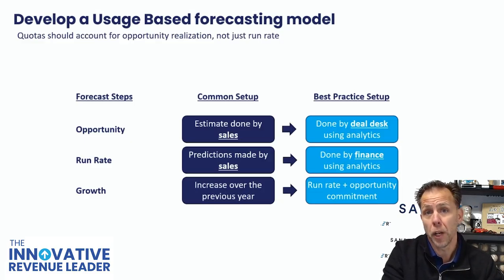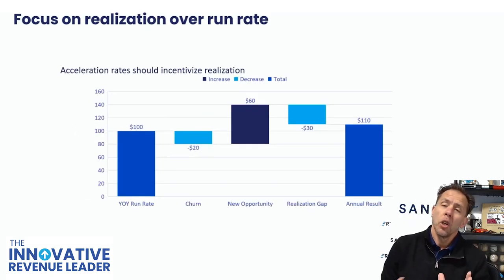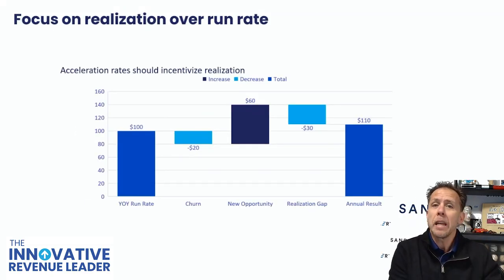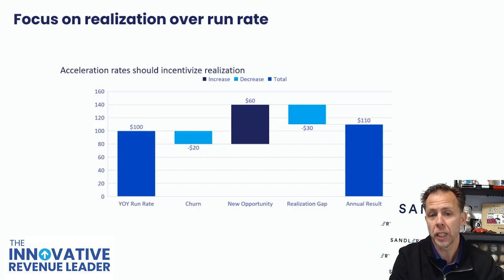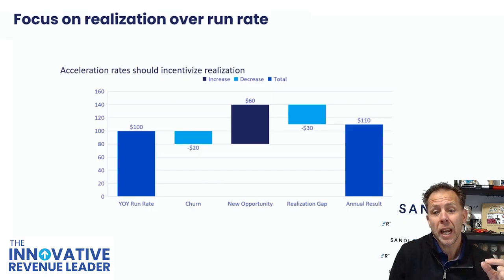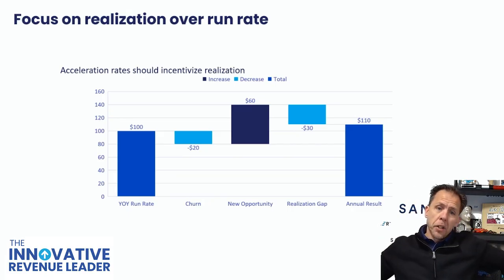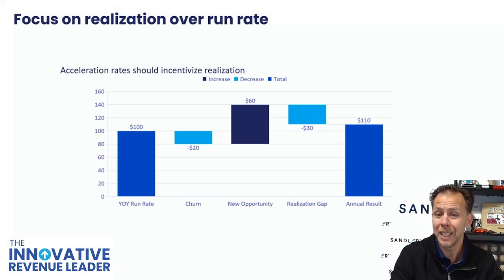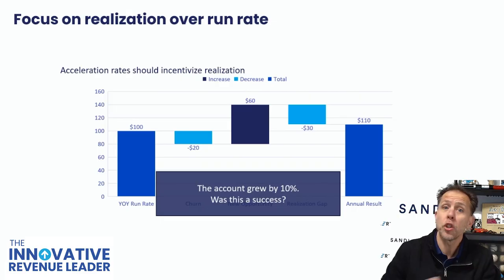Next thing, the game with usage base is with realization, not run rate. You want to look at the realization side of things. So just going through what this looks like, typical run rate, say you have 100K, you're going to have 20K in churn. You generate 60K in new opportunity, and then you have a realization gap, and you have an annual result of 110. So beginning of the year, end of year, you're at 10%. Is that a good thing? Did you have a good year?